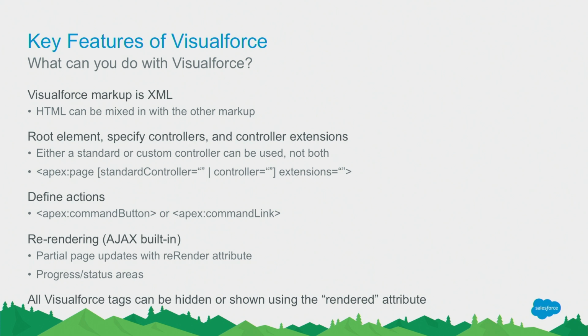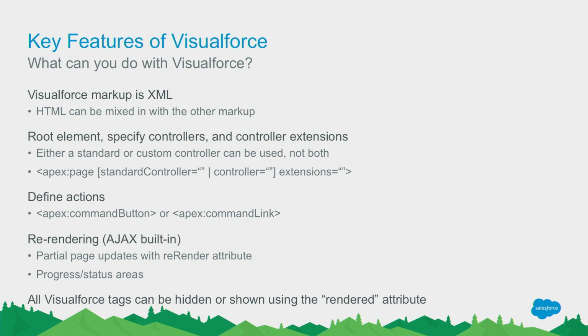Every page, like I said, has to start with the root element, which is the page element, and the page element is where you define your controller. So you either define a standard controller with the standard controller attribute, or you define a custom controller with the controller attribute, and then you can use an extension using the extensions attribute. That's a comma-separated list of Apex classes that you're going to be using.